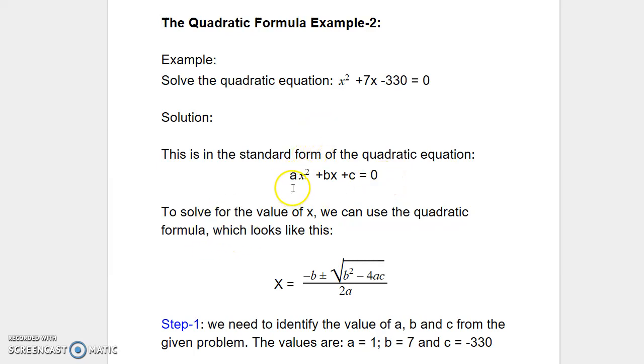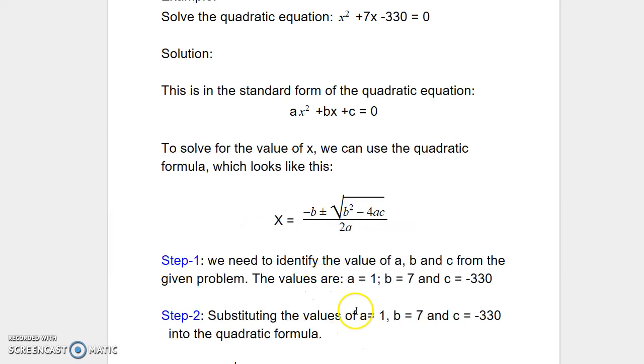So we want to identify the values of a, b, and c from here. The value of a is equal to 1. The ones are implied. 1 x squared means 1x squared. So the value of a is equal to 1, the value of b is equal to 7, and the value of c is equal to negative 330. Once we have identified these, we're going to substitute them into this quadratic formula, simplify it, and arrive at our answer. So let us see how we can do that.